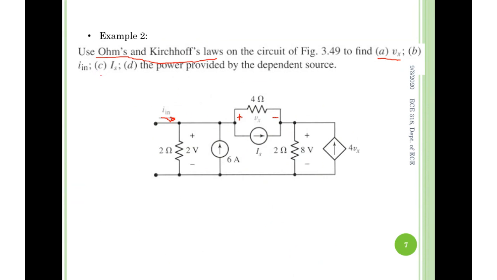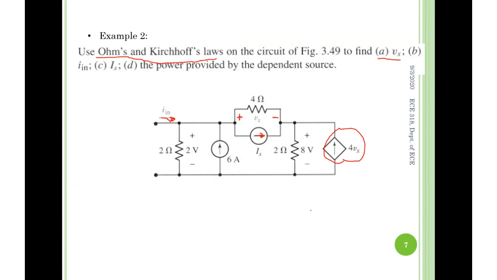C is over here. D, the power provided by the dependent source, the power of this guy. This is the only dependent source you have in the circuit. How to do this? How to find Vx?